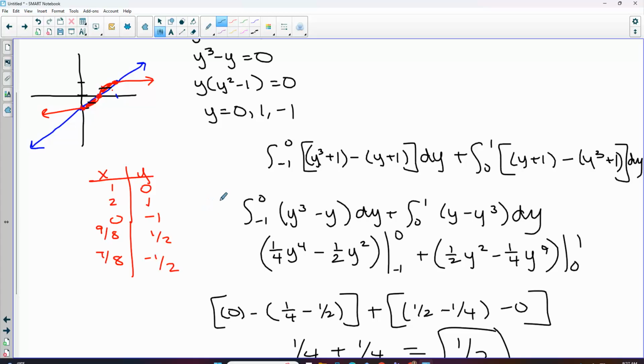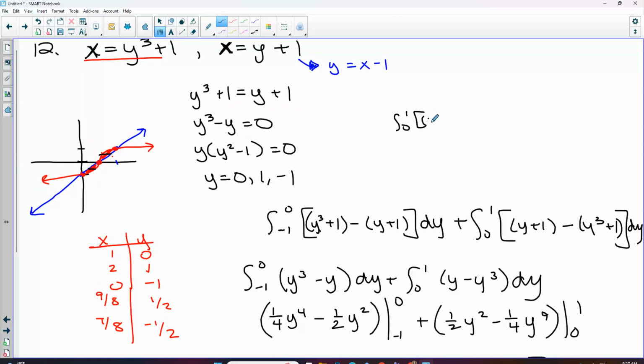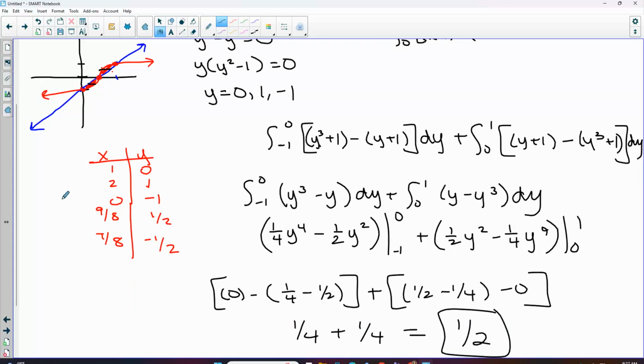If you were trying to set this one up with x's, you'd have to go from when x is 0 to when x is 1. The top curve was your line minus the bottom curve. So you would have to solve for the cube root of x minus 1 dx, and then do the other way. Any other questions there?